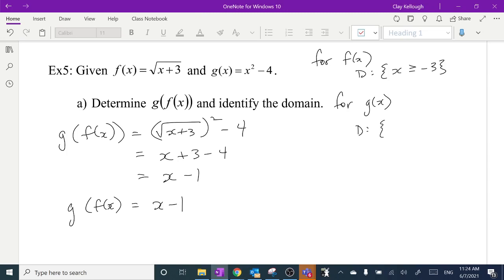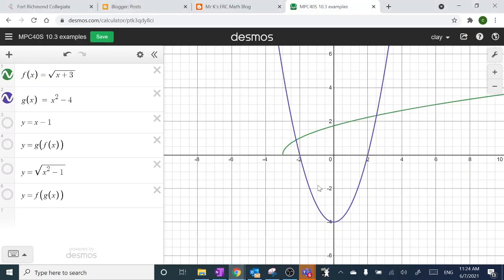How do you say everything? You say x is an element of all real numbers, right? Because look at the graph. It's a parabola. x exists everywhere, right? It's getting bigger forever to the left and to the right. Those arms are opening apart forever.